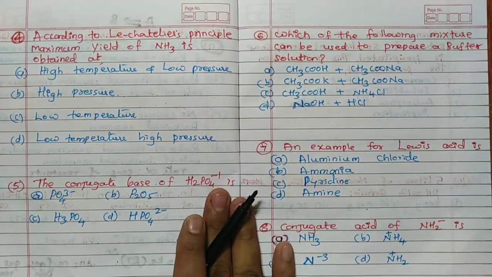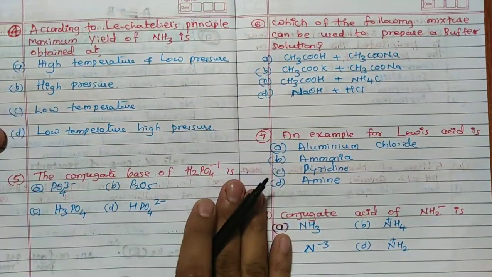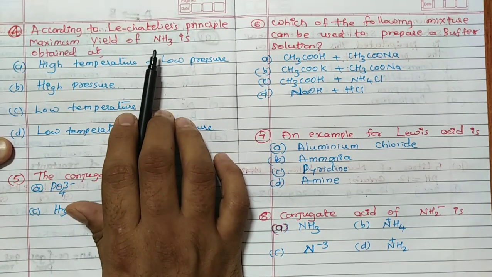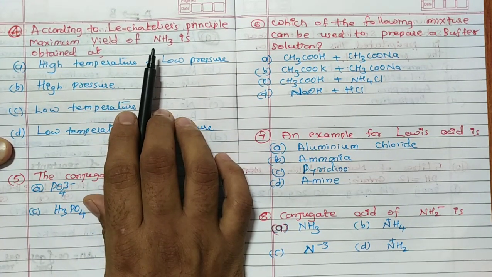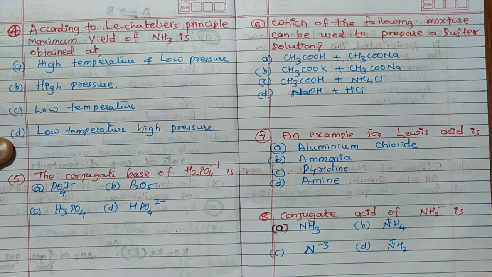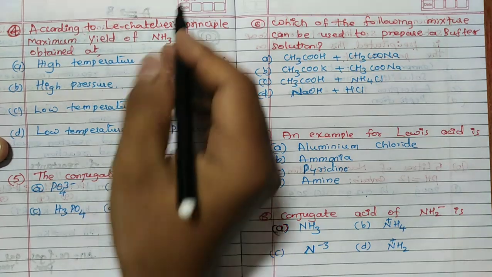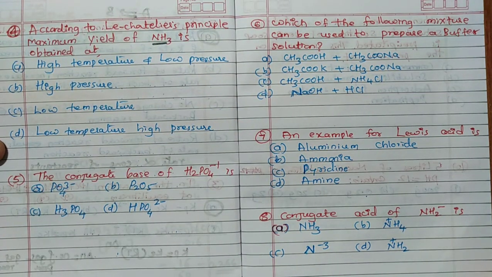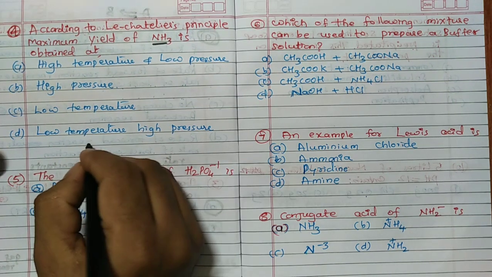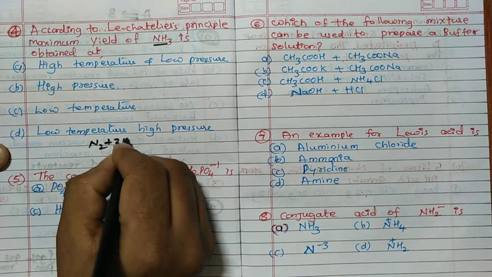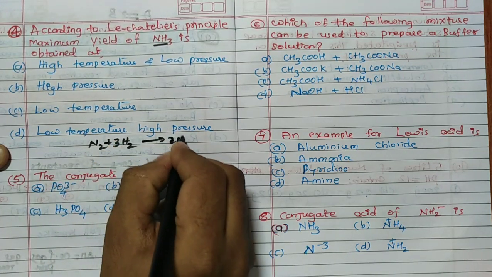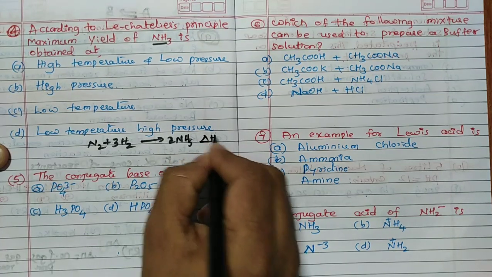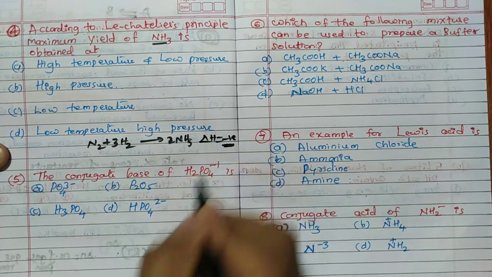Then, according to Le Chatelier's principle, maximum yield of ammonia is obtained at. See here, they have not given whether the ammonia reaction is exothermic or endothermic. If they give that, you can easily tell the temperature and pressure conditions. But the reason they have not given it is because we will discuss this NH3 in second PUC P block elements, the Haber's process. There we will write the reaction as N2 plus 3H2 gives 2NH3. The reaction is exothermic.